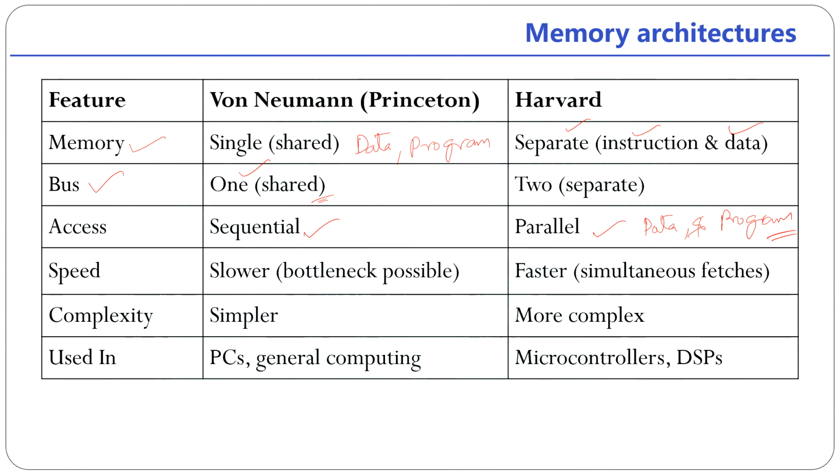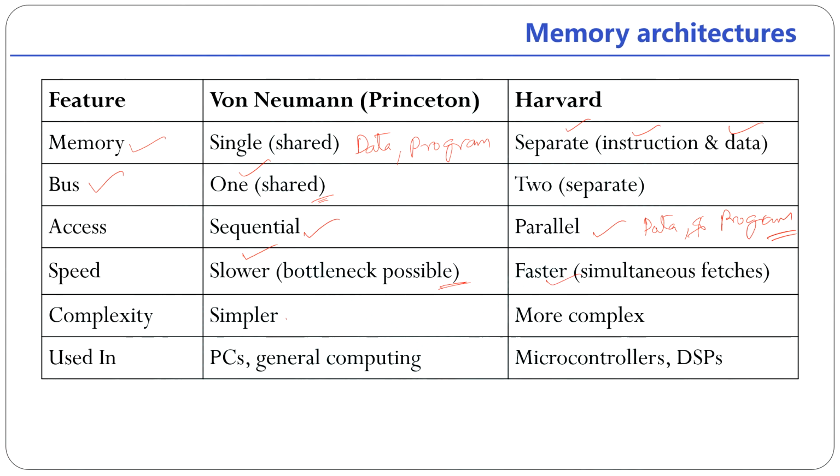So here this is a slower one. The bottleneck problem is present. Why? Because after fetching the instructions, only then can you access the data. But in this case, fetches are faster and simultaneous. That means simultaneously you can fetch the data as well as the instruction. So that's why it is faster compared to Von Neumann architecture.